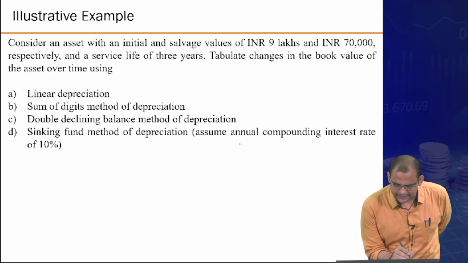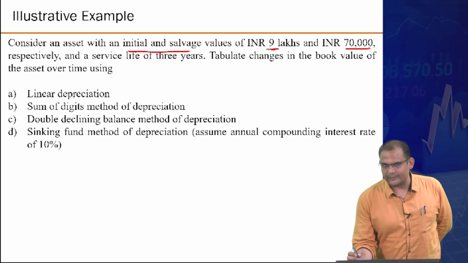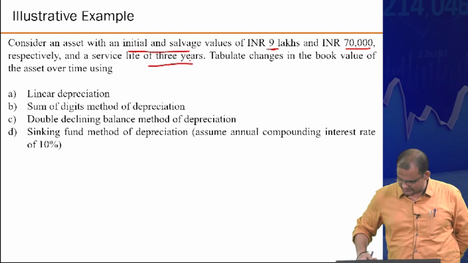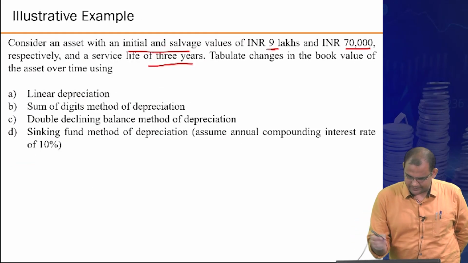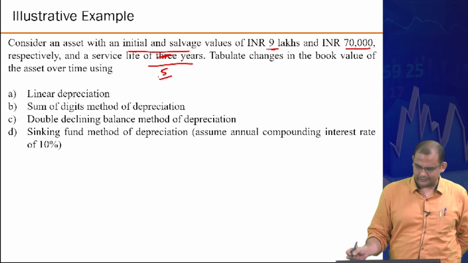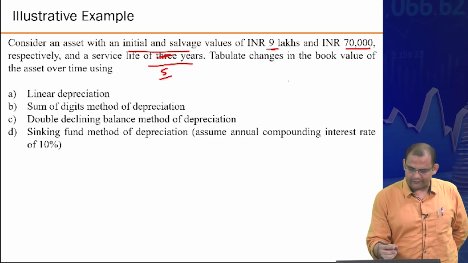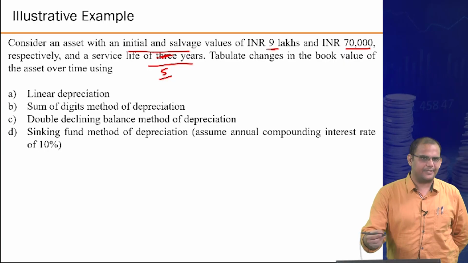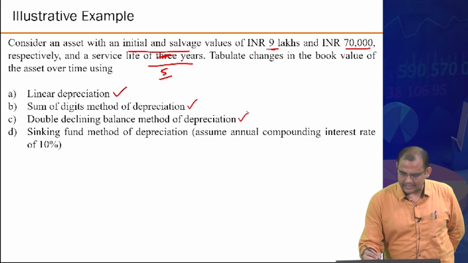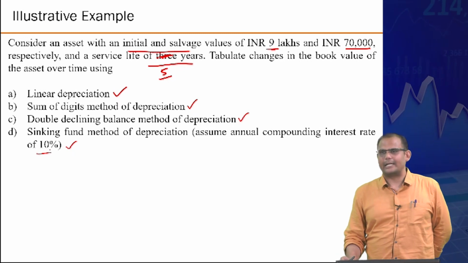So consider an asset with initial and salvage value. 9 lakhs is the initial value. Salvage value is 70,000 rupees. And a service life of 3 years. Only 3 years? No, this should not be 3. This is 5. I'll change it in the book also, or in the slides also. So you need to plot the book values of the asset over time using these different depreciation formulas. One is the linear depreciation, second is the sum of digits, third is the double declining, and fourth is the sinking fund. Annual interest rate is given to you as 10%.